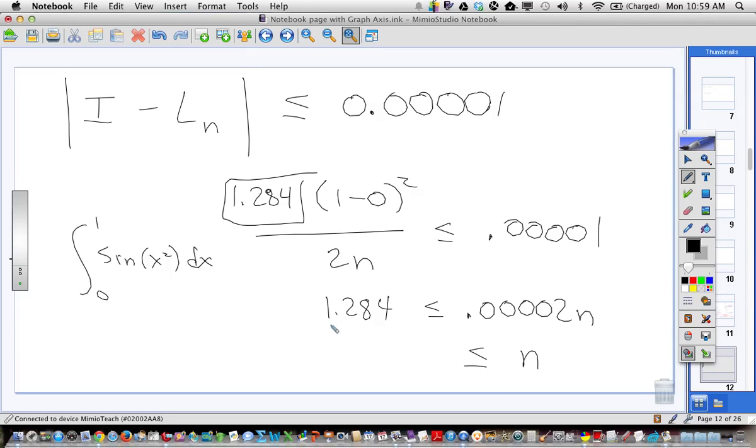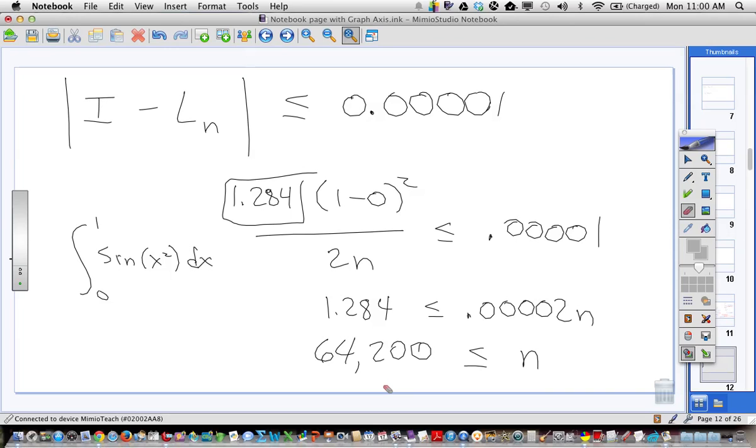No, it should be a big number. 64,000. n is greater than or equal to 64,200. If I did 64,200 left rectangles, I would be guaranteed to be within 4 decimal places.